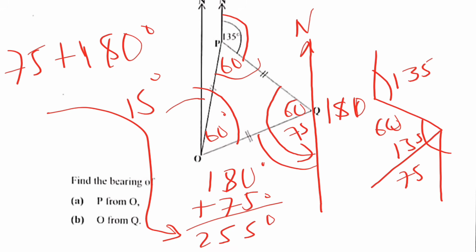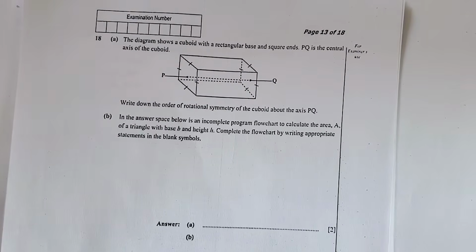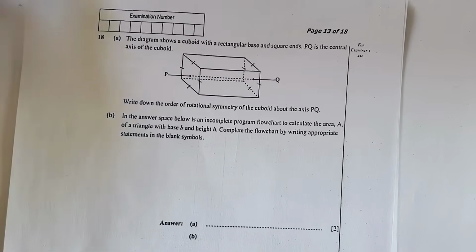255. This is how this one is done, the second part. Okay, let's go to the next question. So you have question 18, A and B. 18A and B.